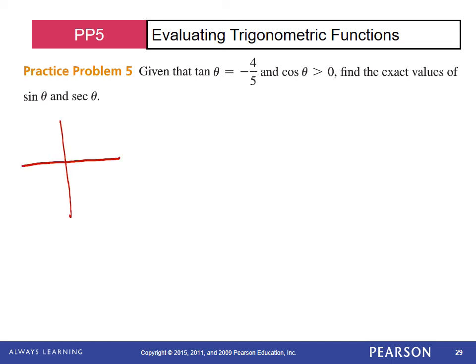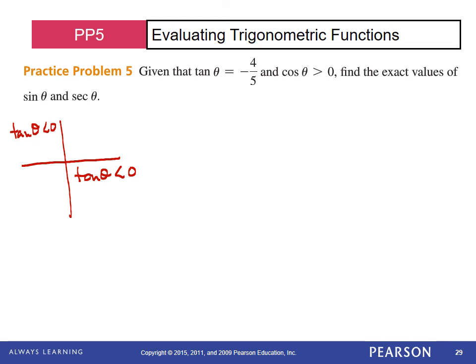So first things first, we've got to figure out what quadrant we're in, right? Just like we did before. So tangent theta is equal to a negative. When is tangent theta negative? Which quadrants? Perfect, 2 and 4, is that right? It's positive in 1 and 3.